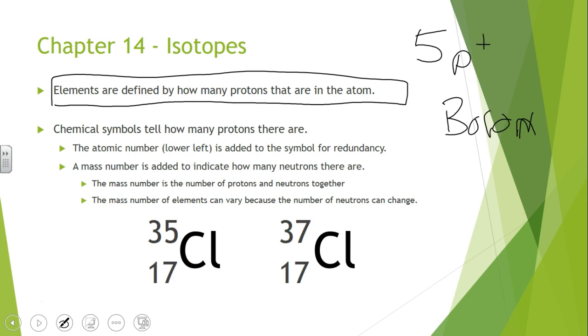Now, that already tells us how many protons there are in the element, but this video is dealing with isotopes, and isotopes are what happens when we have the same number of protons, but we have different numbers of neutrons. And in order to do that, we need to know a little bit about atomic symbols.